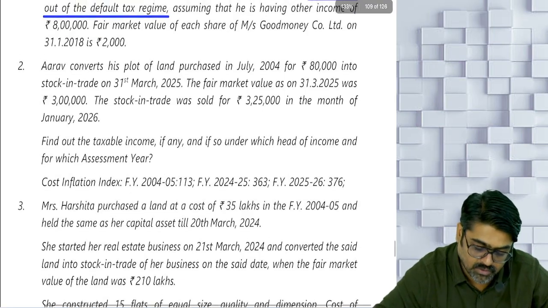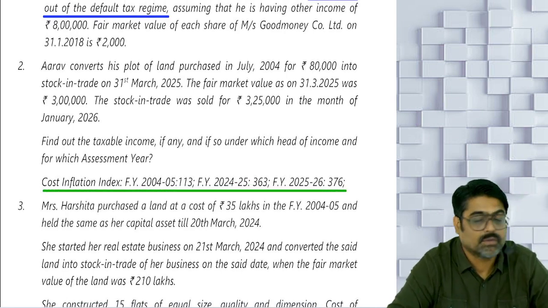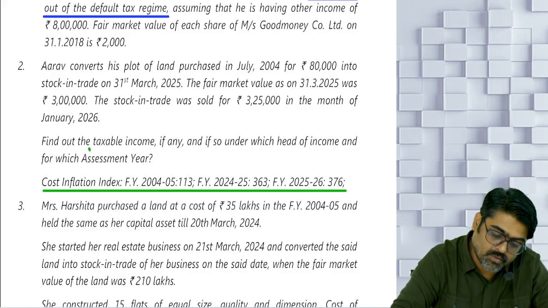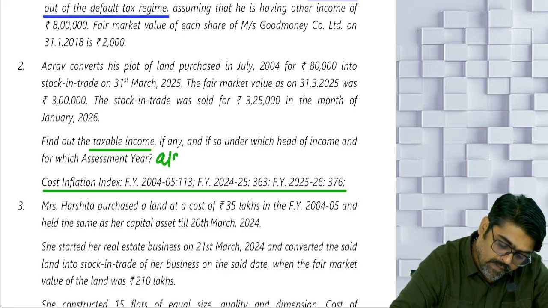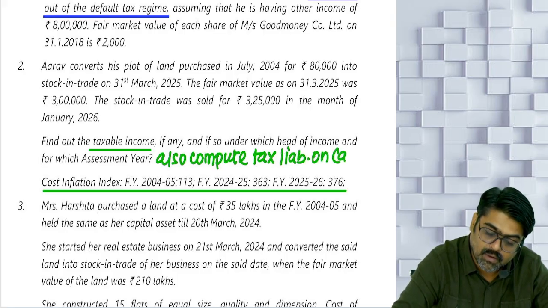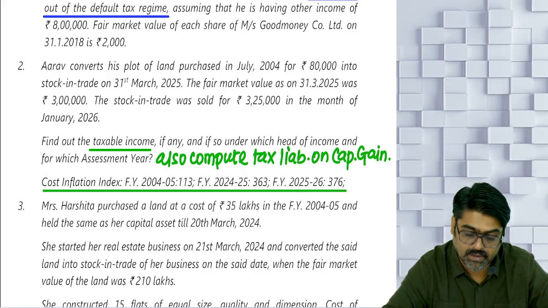Please check the answer. Then, sir, why are this CII and everything given? To confuse you so that you take indexation also. Yes or no? But wait. Find out the, okay, and write down: also compute tax liability on capital gain only, not your total tax liability. Also calculate the tax on capital gain.